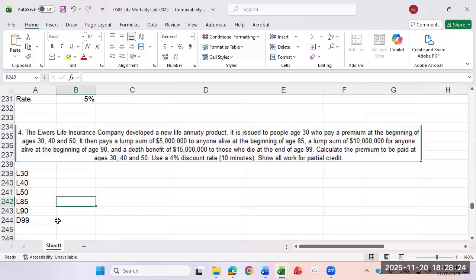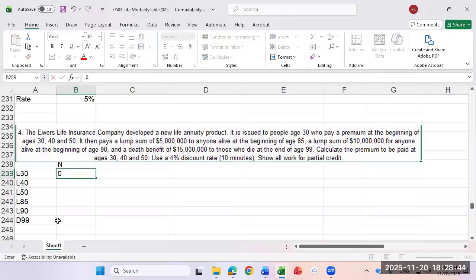Now, this is why the one in your notes is really confusing. I did one where at age 85, they get all the premiums back that they paid at ages 30, 40, and 50. That gets really complicated, so I probably won't do something that complicated. So what are our n's here?